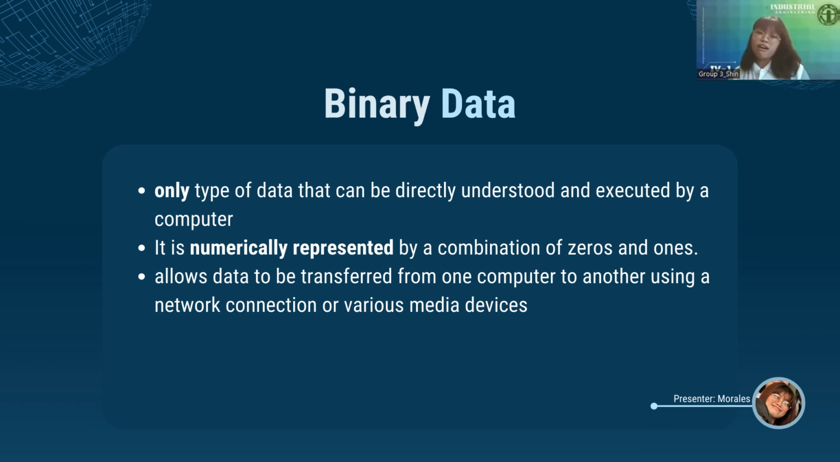So there are a lot of types of data, but let's discuss about the binary data. Binary data is the only type of data that can be directly understood and executed by a computer. Also, it is a type of data that is represented or displayed in the binary numeral system, which is a system that is numerically represented by a combination of zeros and ones. It allows data to be transferred from one computer to another using a network connection or various media devices.